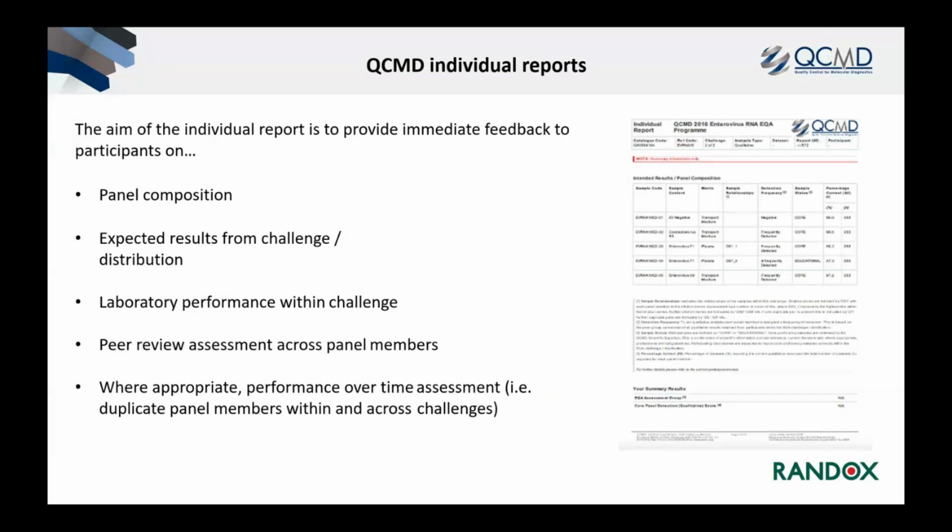Individual reports have several different aims. The aim of the individual report is to provide immediate feedback to participants on panel composition, the expected results from the challenge or the distribution, the laboratory's performance within the challenge, how the laboratory compared to other participants within the challenge, and where appropriate, performance over time assessment. So QCMD sometimes include duplicate or replicate samples, to determine how the laboratory will perform over time when they're testing the same sample in duplicate or triplicate and so on.